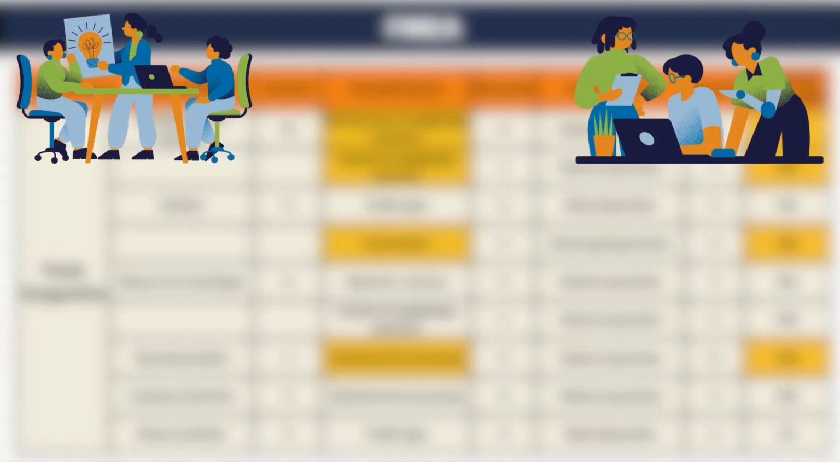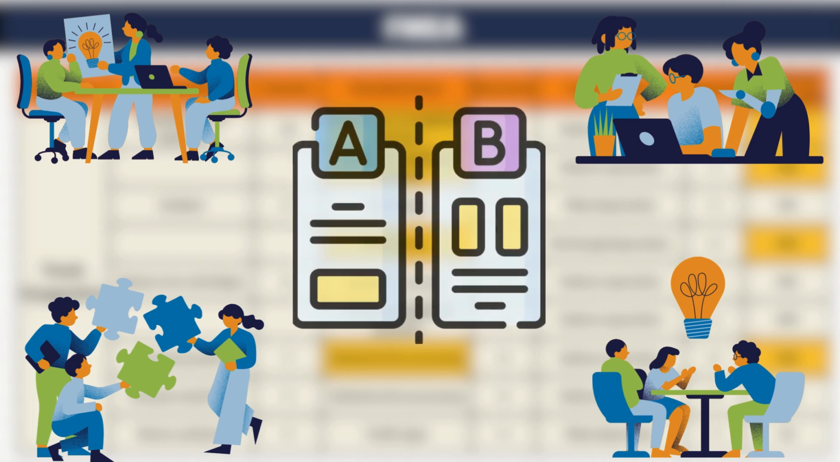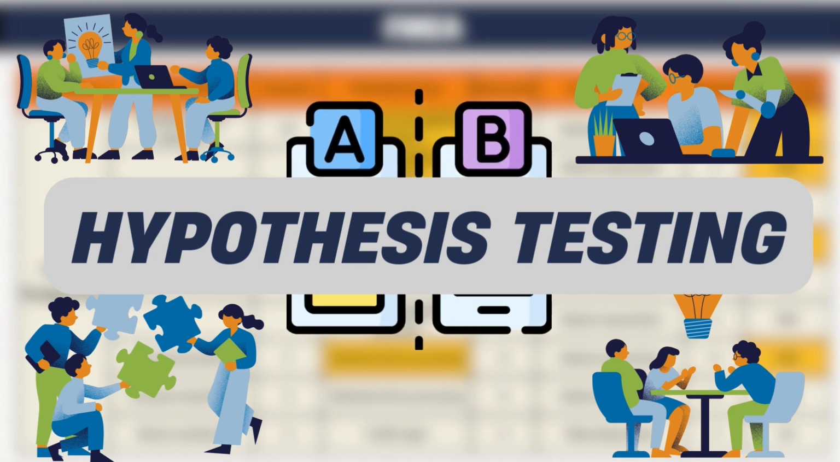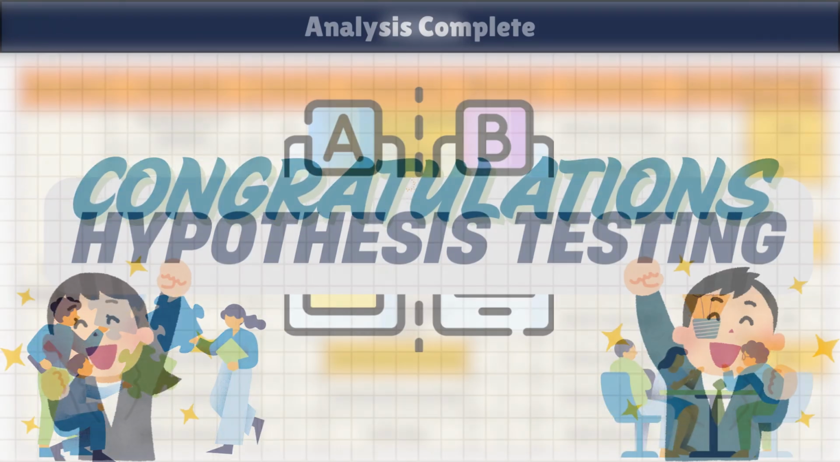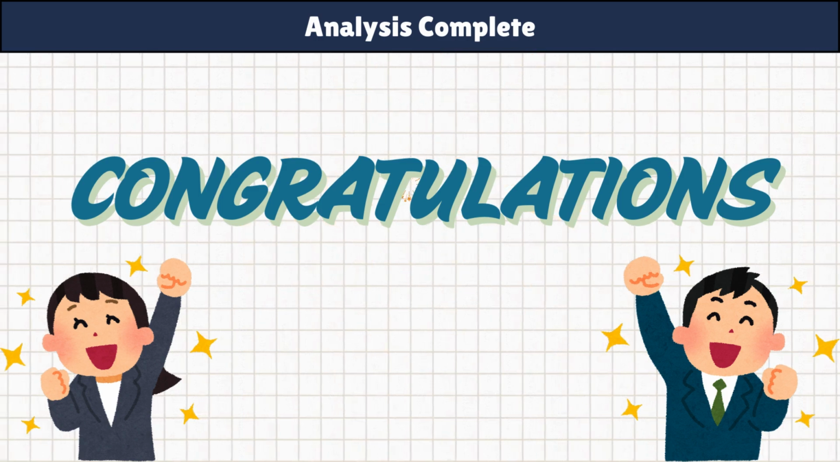Since this process is highly subjective and involves brainstorming, sometimes people may feel unsure whether the identified causes are truly responsible for the effect. In such cases, we can perform hypothesis testing to statistically confirm cause and effect relationship. However, for our project, this step is not required. And with that, we have successfully completed the analyze phase of our Six Sigma project.